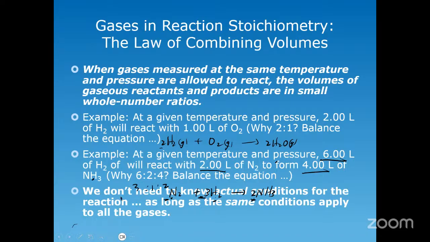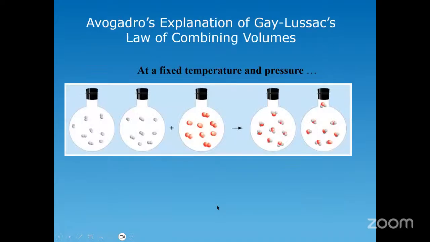So as stated here, we don't need to know the actual conditions for the reaction as long as the same conditions apply to all the gases. And the same conditions will be the temperature and the pressure, right? So as long as those are remaining constant, then basically we can assume that the volume ratios will be the same as the mole ratios. So this is just a pictorial illustration of the first reaction, which was 2H2 gas plus O2 gas to give 2H2O gas, right?